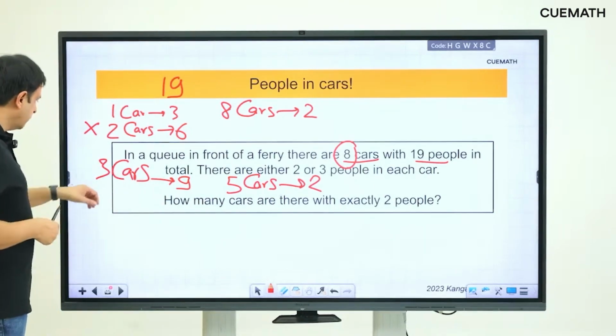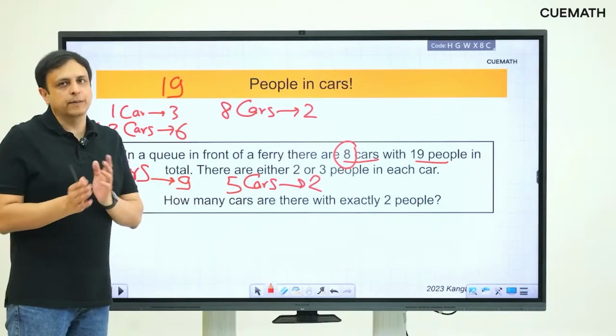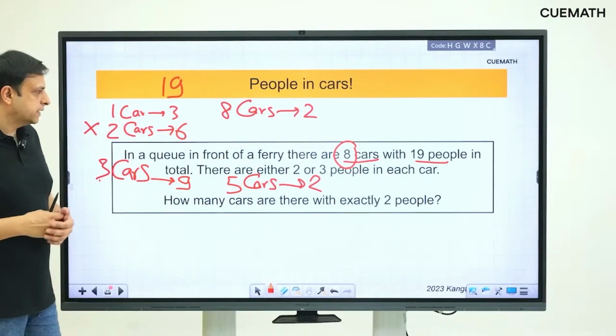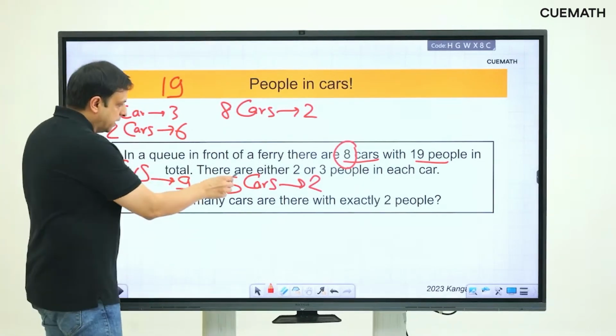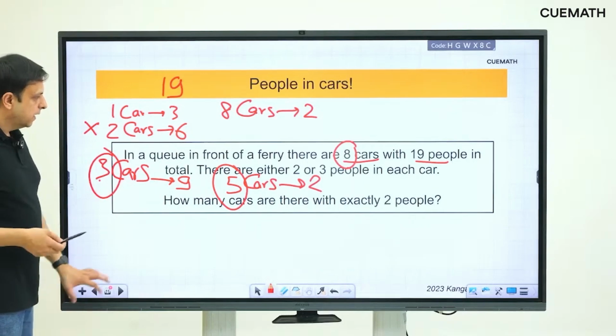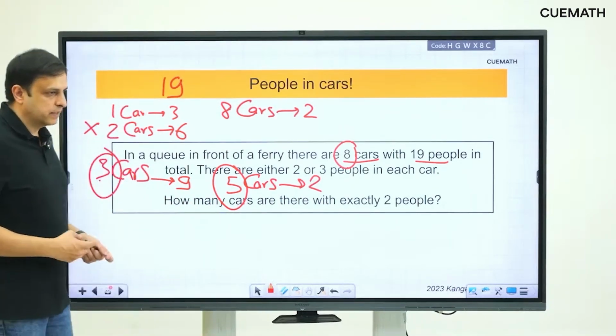And then what is the number of cars? So you have 3 cars with 3 people each, 5 cars with 2 people each. So 3 plus 5 is 8. And therefore this combination satisfies the constraints given to us. So there are exactly 5 cars with 2 people and 3 cars with 3 people. And therefore the answer for this problem is 5. 5 is the correct answer in this case.